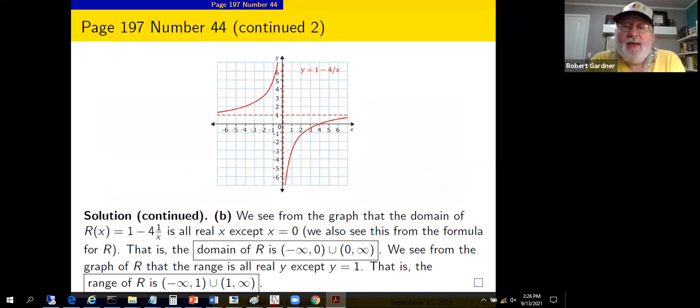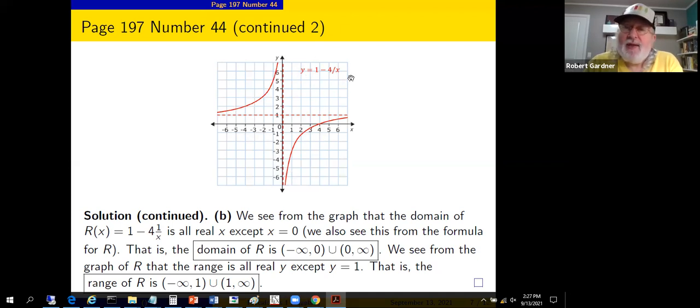Let's reproduce it on the next slide, just the relevant part. So here's the graph in red that we were interested in. They wanted to know the domain and the range. Okay, domain, what good x values do you have? Looks like everything except for 0, where we've got a vertical asymptote. And indeed, what could go wrong? Division by 0 when x equals 0.